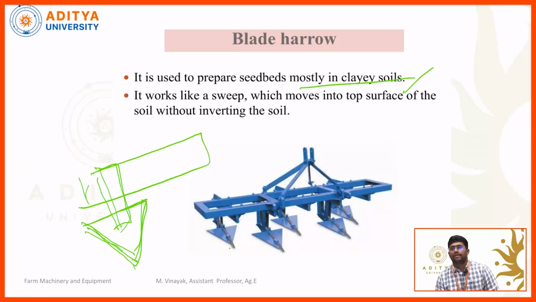It works like a sweep, which moves through the top surface of the soil without inverting the soil. By using this harrow we can plow the land or pulverize the top surface soil only. You cannot go in depth for pulverization operations.